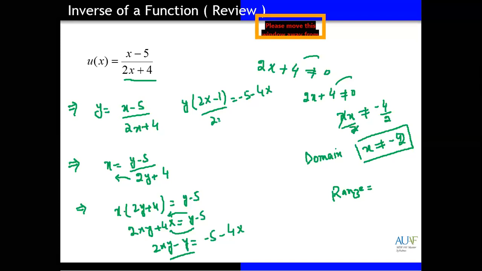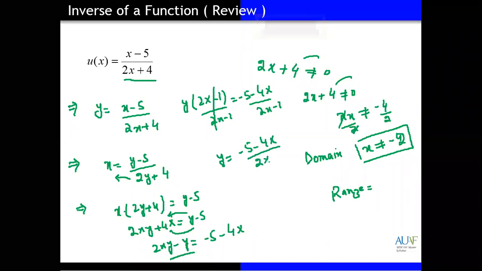Dividing both sides by 2x minus 1, this side cancels, and y is equal to what? y equals minus 5 minus 4x divided by 2x minus 1. This is the inverse function. We can write it in inverse form as f inverse of x, because it depends upon x, equals minus 5 minus 4x divided by 2x minus 1.